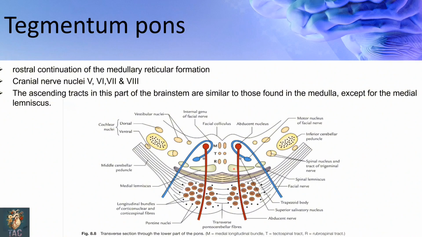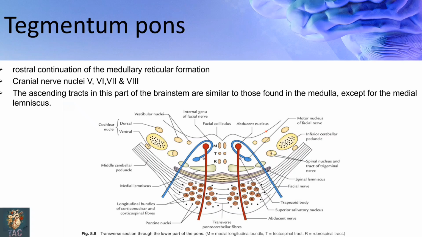Then in the midline structures you can see in the center the longitudinally placed medial longitudinal fasciculus. Then anterior to the medial longitudinal fasciculus are bundles. You can see the tectospinal tract and then the rubrospinal tract, which is also present over here.